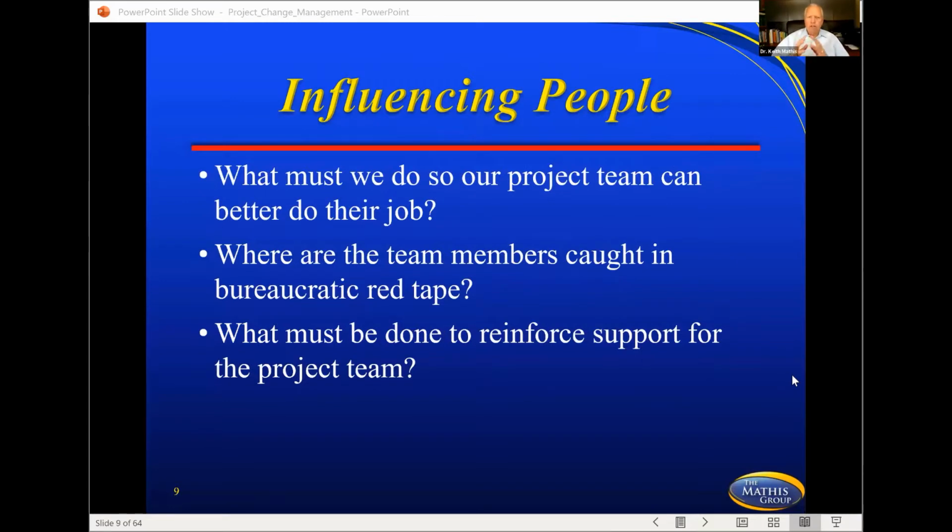Under the issue of influencing people, what must we do so our project team can better do their job? Where are the team members caught in bureaucratic red tape? And what must be done to reinforce support for the project team? And once again, this is looking at the people side of things. We all have different types of bureaucratic red tape, the way it is the way it is. But the point is, are there ways for us to get around this?